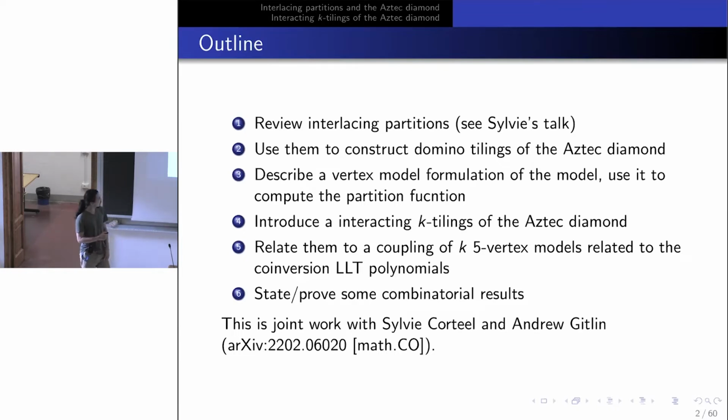So we'll spend quite a bit of time on just this basic stuff that probably a lot of people know. But it will be useful for us because when we introduce the k-tilings, everything will work more or less exactly the same, except our vertex model will be slightly more complex. Then after we introduce the k-tilings, we'll compute their partition function, and then we'll state some combinatorial results we were able to prove. This was joint work with Sylvie and her student, Andrew Gittman.